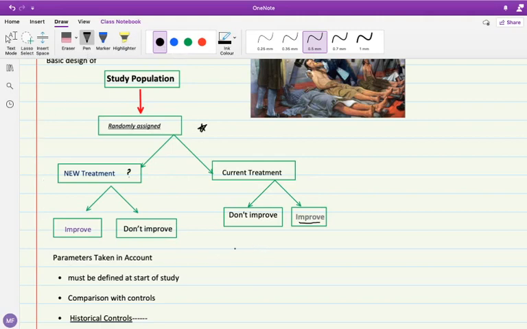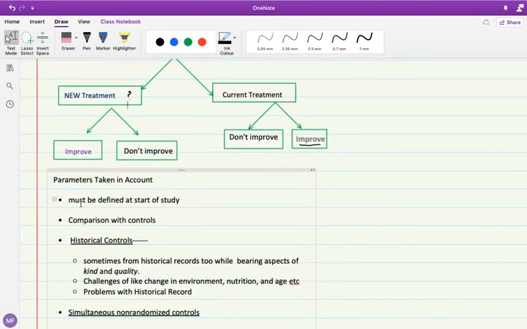So what kind of parameters should be taken into account while designing a randomized trial? The first and foremost thing is that the study parameters must be defined at the start of the study. What? Inclusion criteria: what kind of individuals, gender, or species should be included in this study. So the inclusion criteria should be defined right at the beginning of a study. This is the most important step. What kind of patients or individuals are you going to enroll for that particular study design?